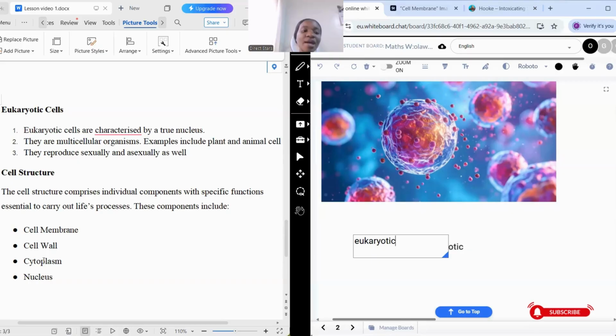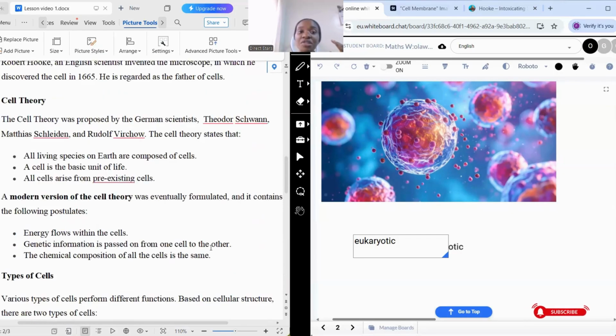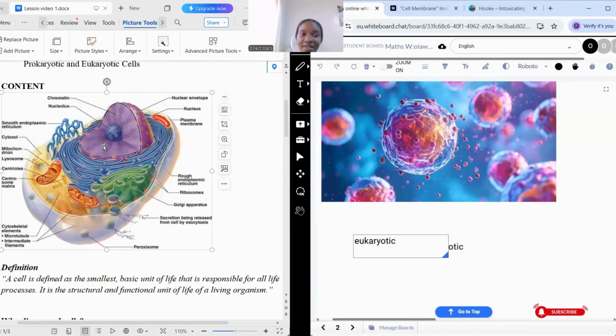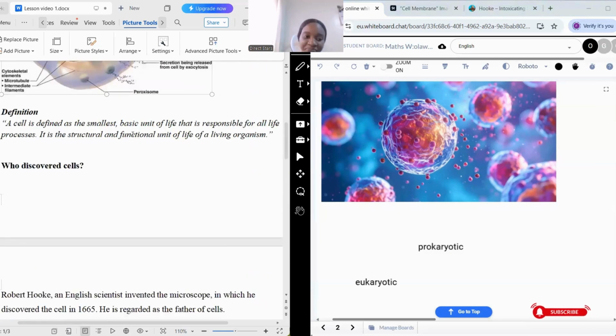Next we have the cell wall. The cell wall basically gives the cell its rigidity, shape, and structure. As you can see, it's right here that the cell wall made this cell have a definite shape. Okay, good.